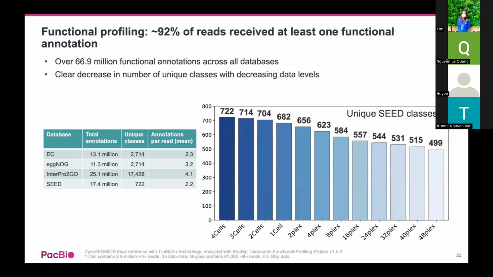And as I mentioned previously, the Diamond and the Megan workflow can simultaneously output functional annotations in addition to these taxonomy profiles. You can see that approximately 92% of the HiFi reads received at least 1 functional annotation. And in total, over 67 million functional annotations were assigned across all the four databases. So this again shows the capability to build a highly accurate taxonomy as well as functional profiles using HiFi reads.